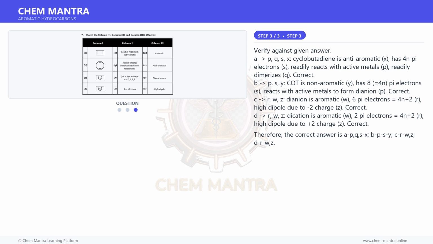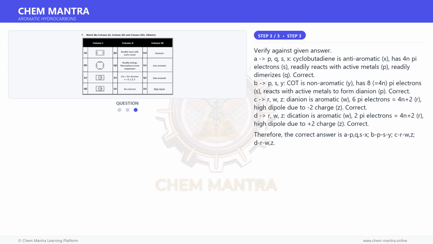A: P, Q, S, X. Cyclobutadiene is anti-aromatic, X, has 4n pi electrons, S, readily reacts with active metals, P, readily dimerizes, Q. Correct. B: P, S, Y. COT is non-aromatic, Y, has 8 equals 4n pi electrons, S, reacts with active metals to form the dianion, P.